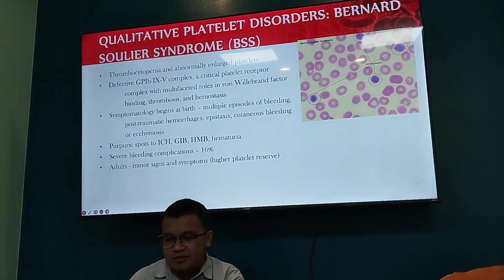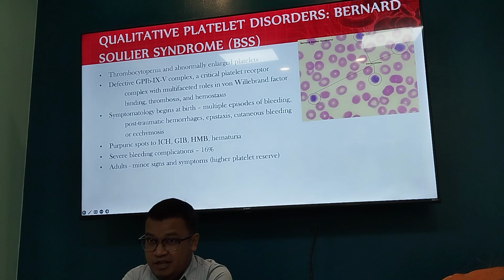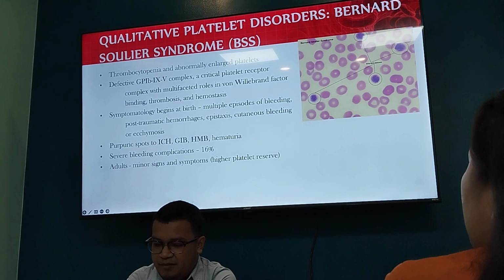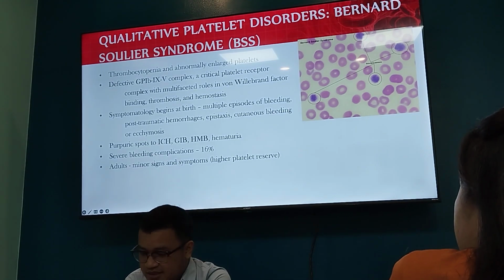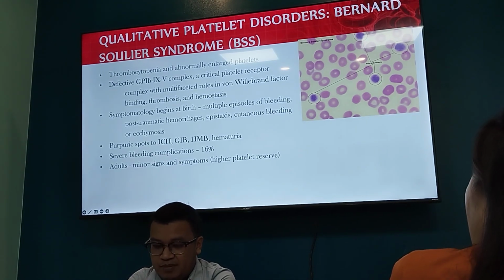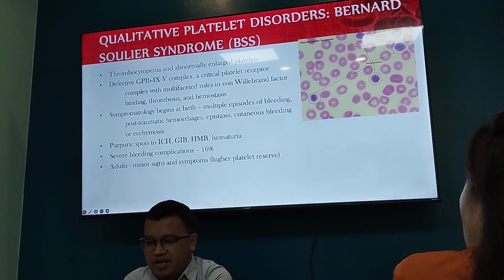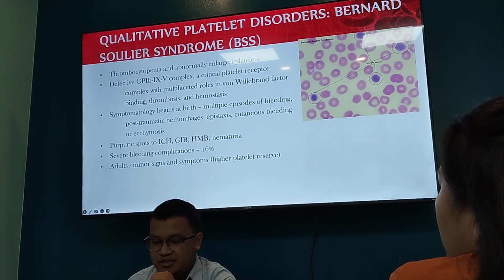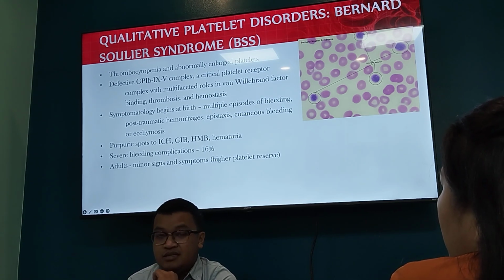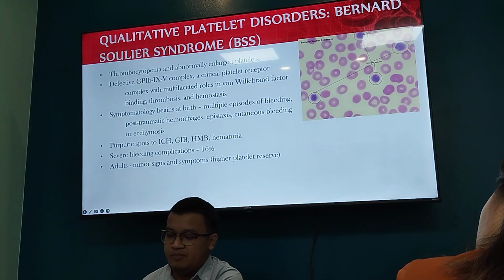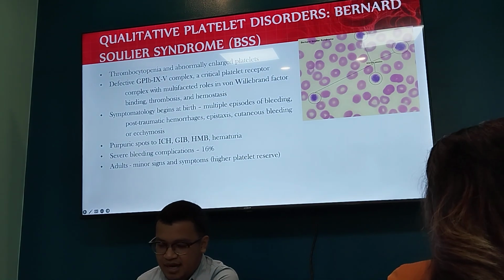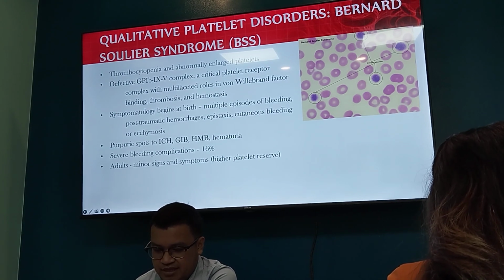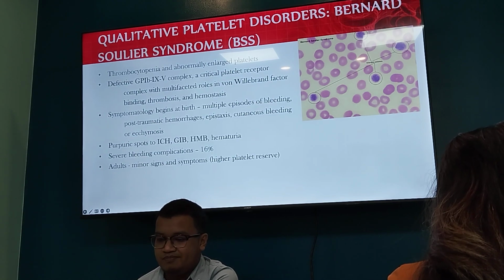So these patients develop symptoms since the day they are born because they are inherent and experience numerous episodes of bleeding, post-traumatic hemorrhages, epistaxis, cutaneous bleeding, or ecchymosis. The other manifestations may vary from purpuric spots to intracranial hemorrhage, GI bleeding, heavy menstrual cycle in females, and hematuria. Severe bleeding complications have been reported in about 16% of the cases. Adults with BSS have minor signs and symptoms of the disease with less severe bleeding episodes due to platelet reserve.